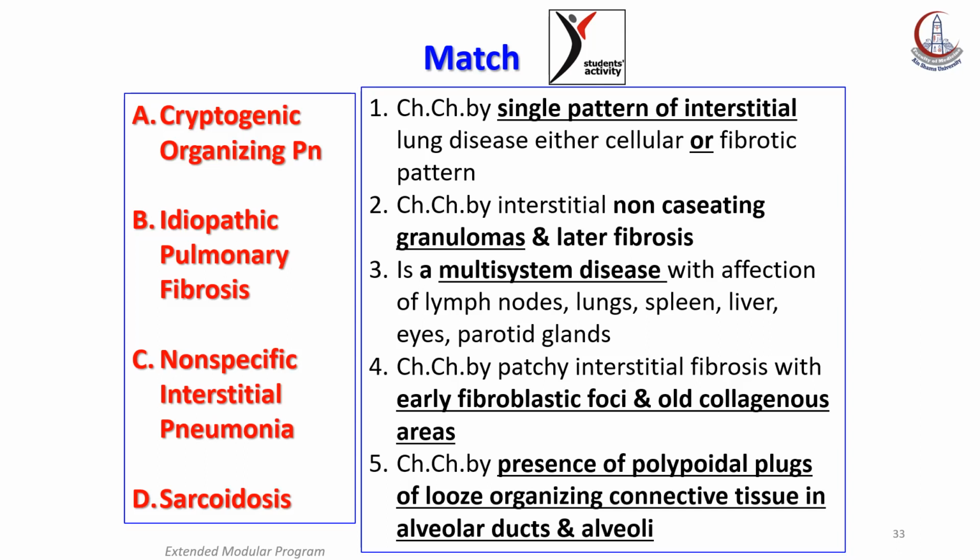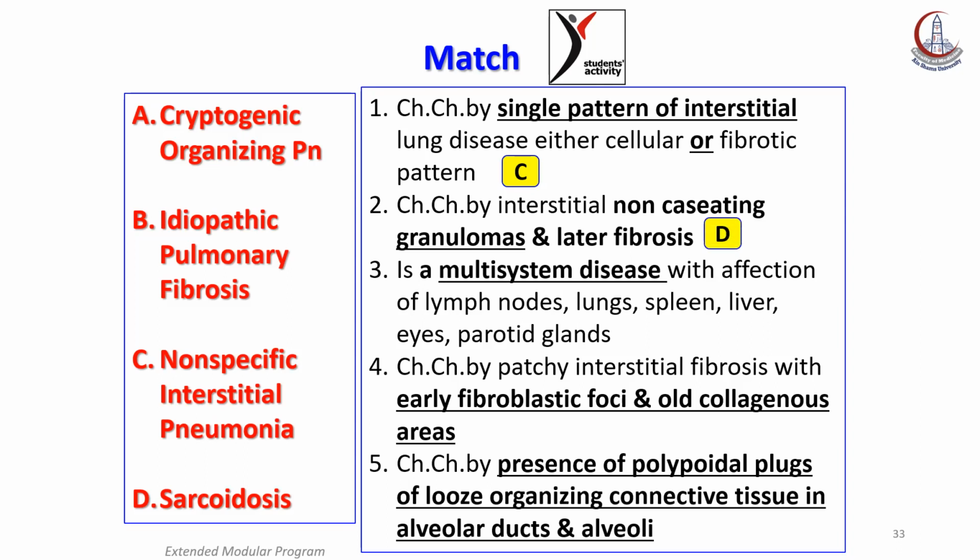Who will answer that activity? First one, characterized by a single pattern of interstitial lung disease, either cellular or fibrotic pattern, not heterogeneity. Yes, it will be non-specific interstitial pneumonia. Second one, characterized by interstitial non-caseating granuloma and later fibrosis. Which one forms granuloma? It is sarcoidosis, yes.